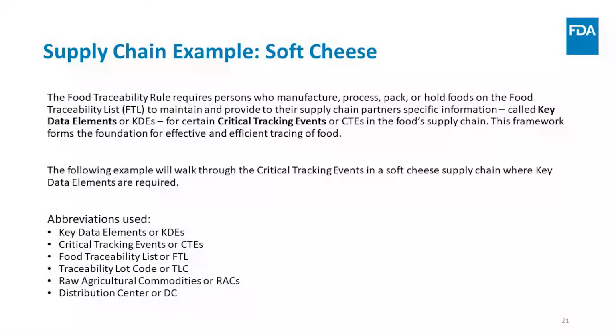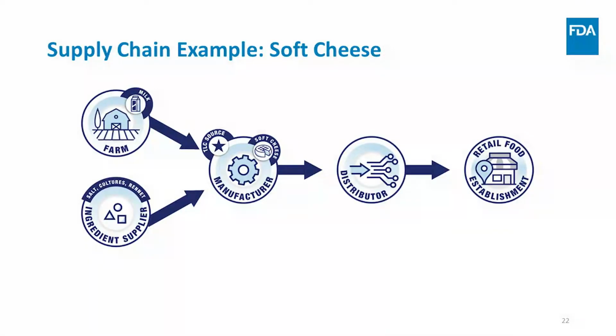The Food Traceability Rule requires persons who manufacture, process, pack, or hold foods on the Food Traceability List, or FTL, to maintain and provide to their supply chain partners specific information, called Key Data Elements, or KDEs, for certain critical tracking events, or CTEs, in the food supply chain. This example is a soft cheese supply chain.